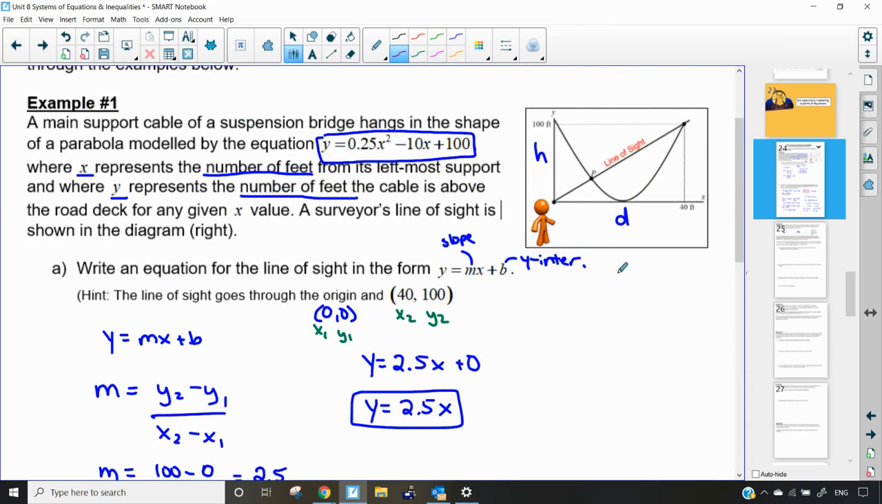So we have our line of sight here, and the origin is where this person is looking from. The first intersection point happens right here at (10, 25). Now we know 10 represents the distance from that support beam and the y value represents the height. So 10 meters from the support beam and 25 meters above the road deck is where these two are going to intersect. The other intersection point happens up here at (40, 100). But in the context of this question, we're just worried about the 10 and the 25.